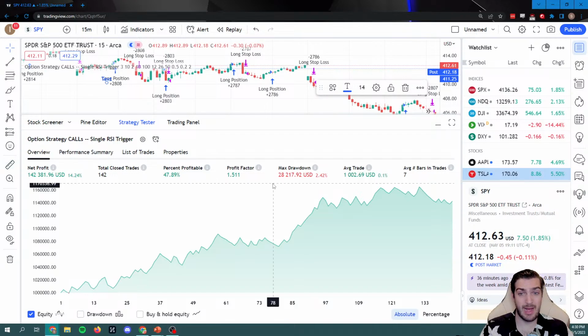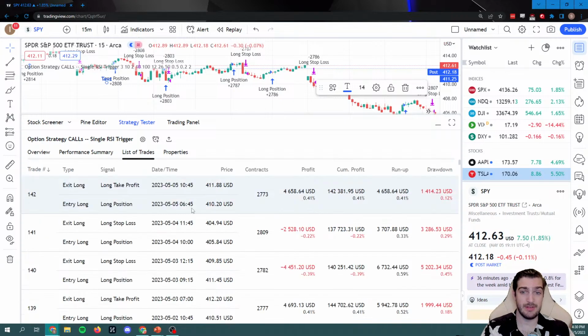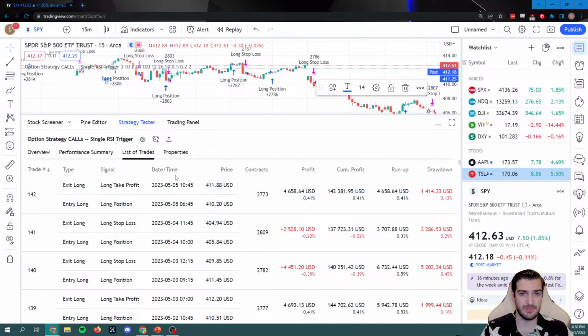In addition to the high-level metrics, you get a performance summary to detail how well the strategy did. In this case, it made 14.24% profit. You get the buy and hold return, which is if you had just bought SPY over the same period of time, what would you have earned? So had you bought SPY, you would have made 0.3% return. Had you used the strategy, you would have made 14% return. Then you get a full list of all of the trades that the strategy made throughout its duration.